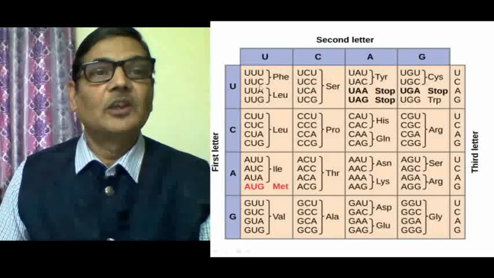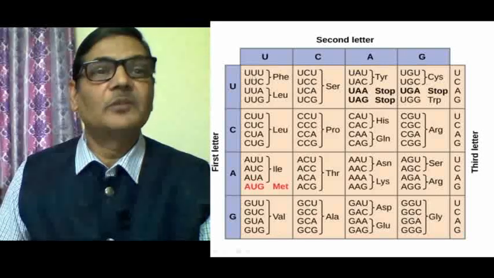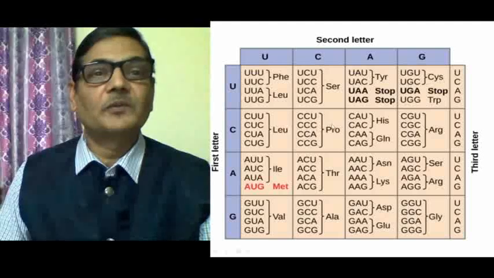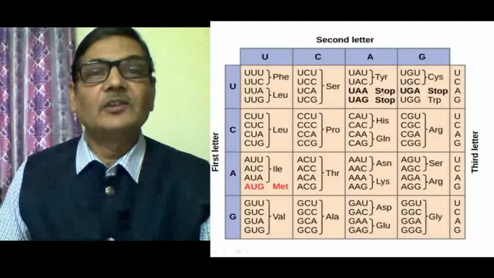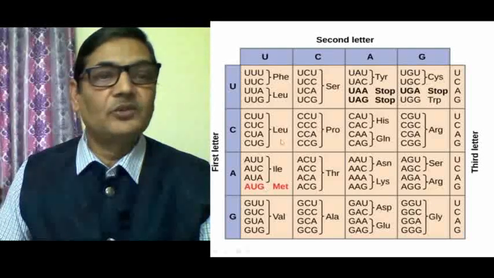We know that a total of 64 codons are possible, and out of these 64 codons, 61 encode for specific amino acids, that is, 20 amino acids are encoded by these 61 codons, and 3 codons are stop codons. They are UAA, UAG and UGA. These are the 3 stop codons. The initiator codon is AUG.